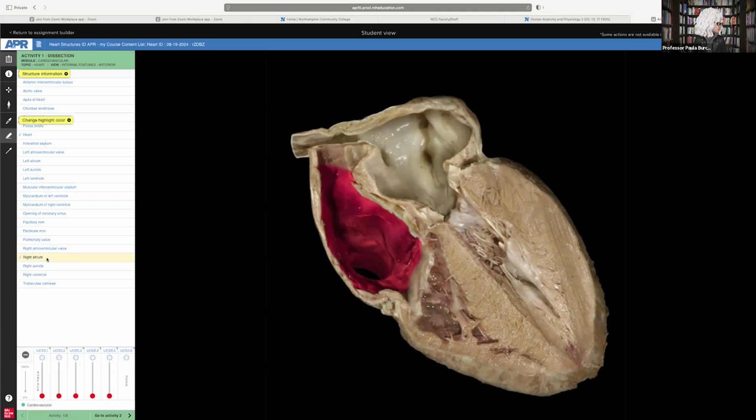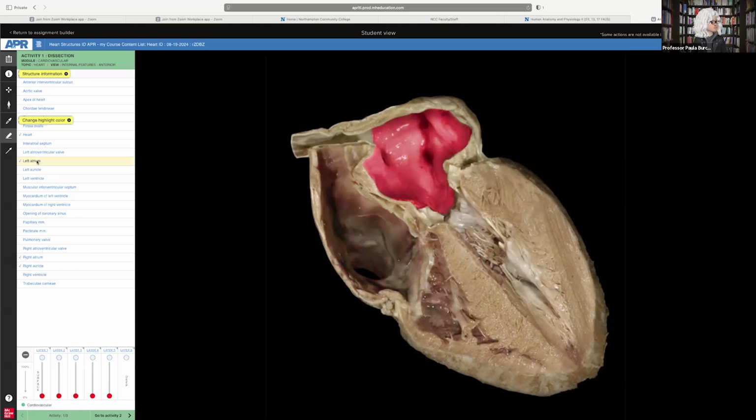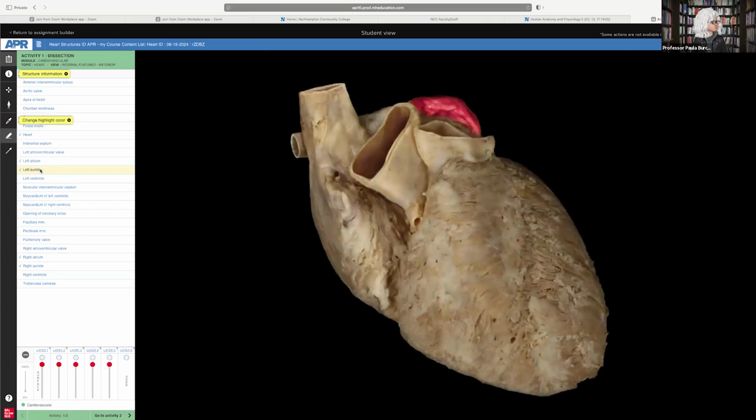Each atrium has an appendage called an auricle that comes off of it. It looks like a little pig's ear, and it actually increases the volume of the atrium. So we're going to go back to an external view, and this is going to be the right auricle. This will be the left atrium with its left auricle.